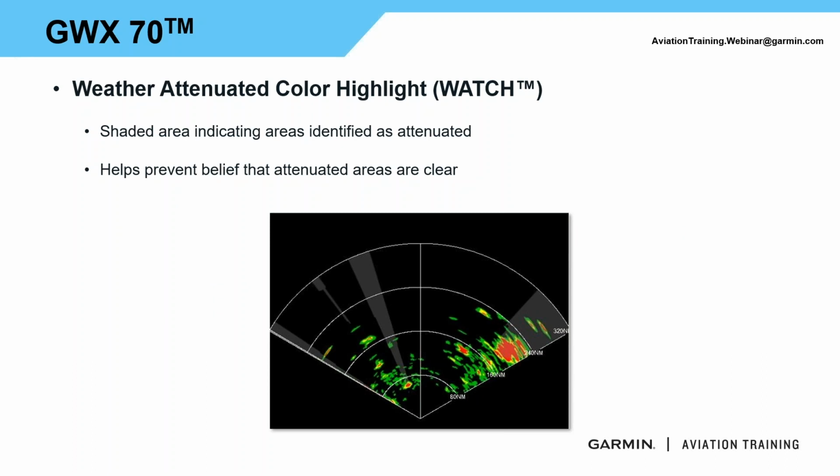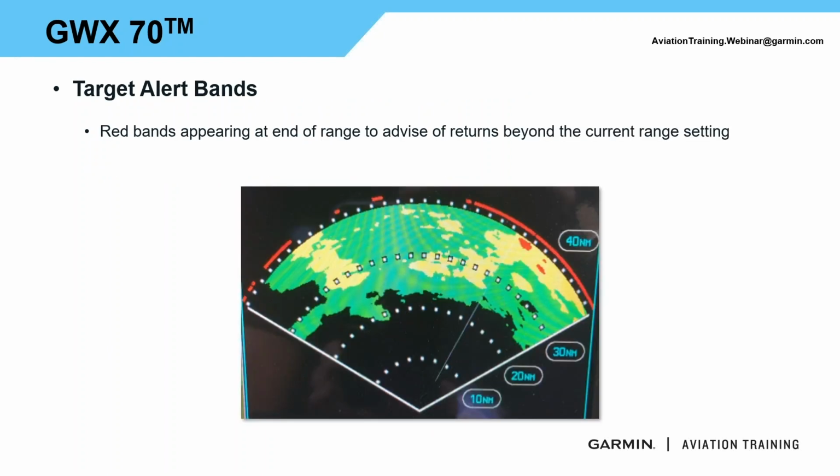Weather attenuated color highlight. We have the shaded area beyond any red cell where the system thinks it might have been attenuated. So over here on the right-hand side, I can see this big cell, and I don't know if we're going to be able to see anything beyond that. Because of that dark cell and the strong returns, the system thinks, hey, maybe it was not able to see beyond that. So it's an attenuated area. It's a shaded area. It tells me it might be a shadow. Probably don't want to fly in that.